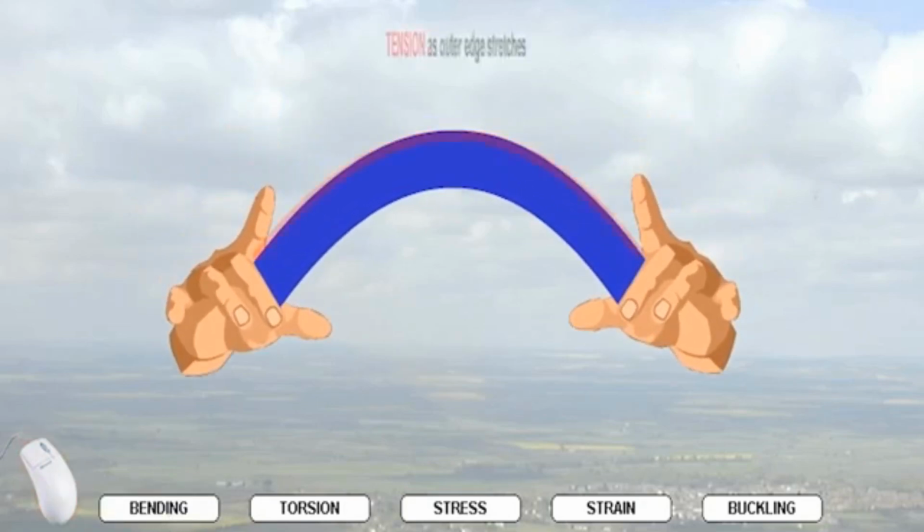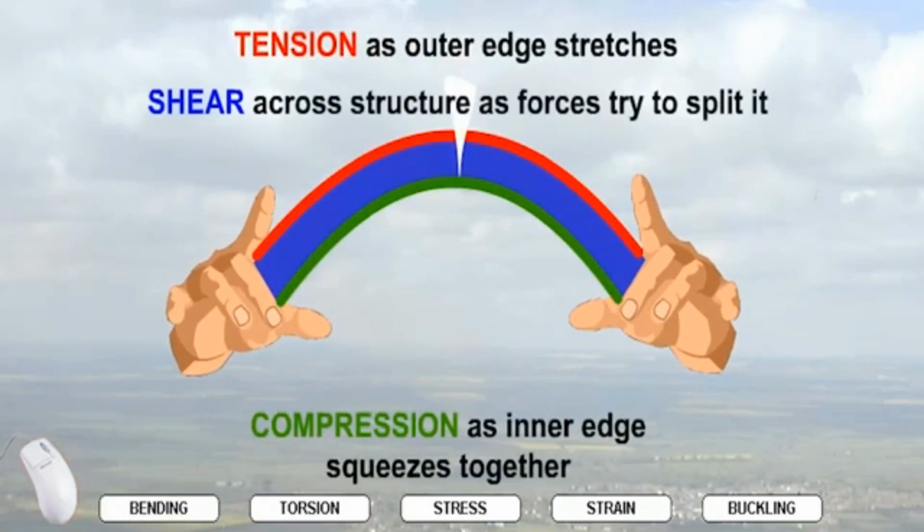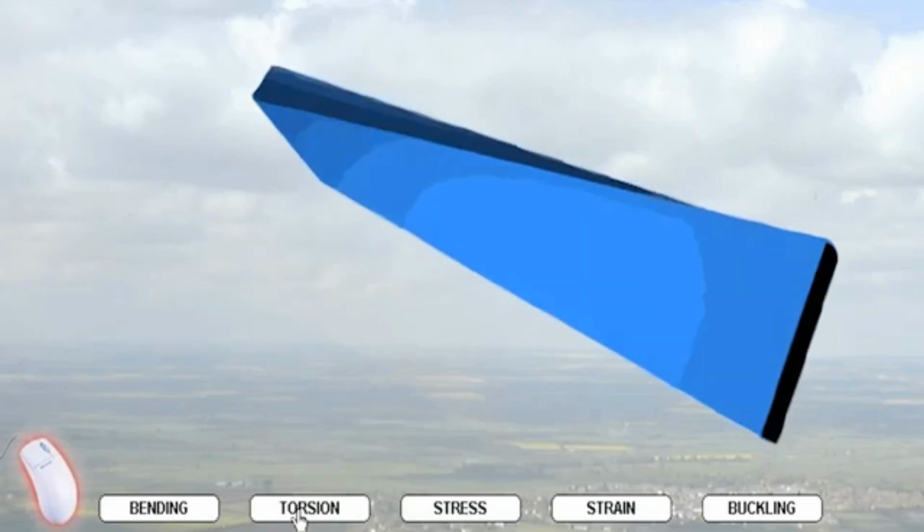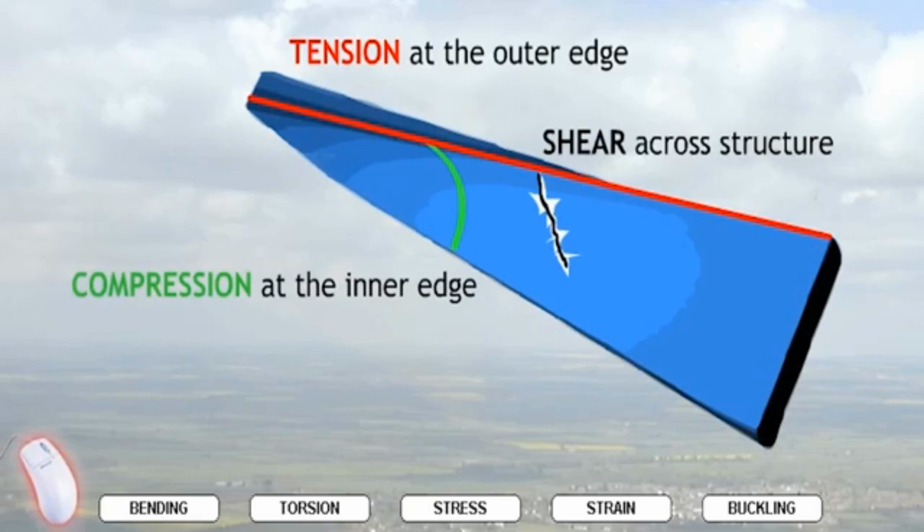Bending of the structure involves the three basic loadings. They are tension, as the outer edge stretches, compression, as the inner edge squeezes together, and shear across the structure as the forces try to split it. Torsion, or twisting forces, produce tension at the outer edge, compression at the inner edge, and shear across the structure.